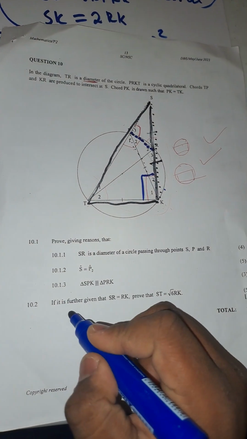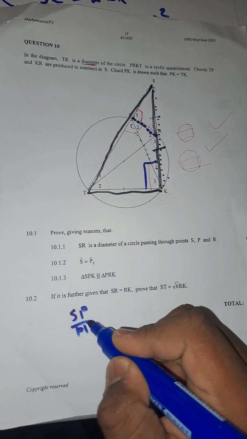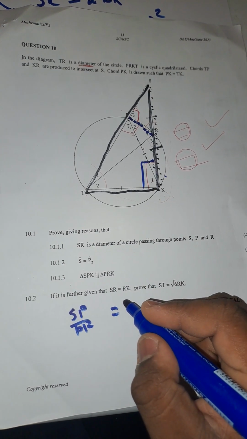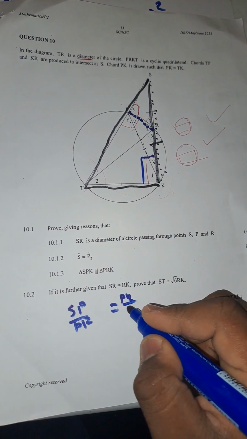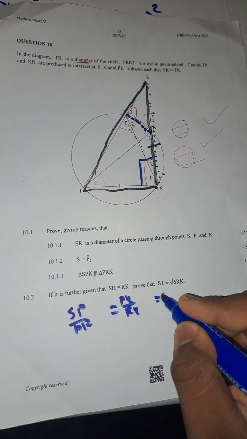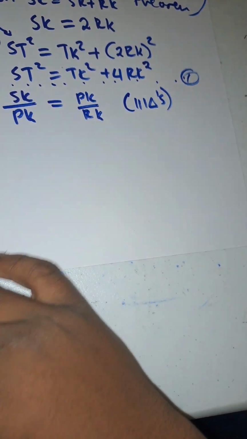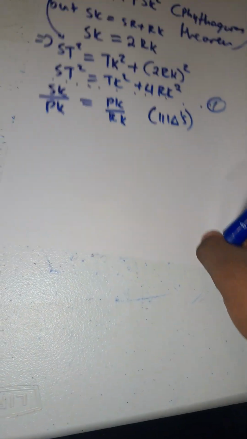For this one, you take the first, I need SP over PR is equal to what? First and last. It is the last two, PK over RK. It is equal to SK over PK. You see that method there. That's what I did there. But now I took what? SK over PK and PK over RK. That's what I did. You see.